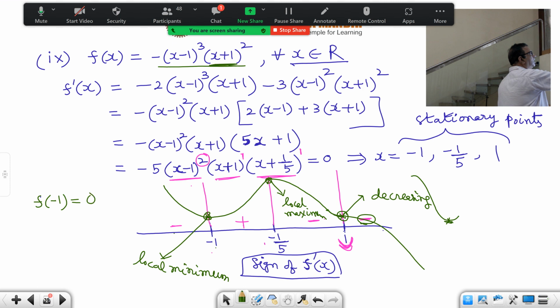And local maximum value, f of what? F of minus 1 by 5. So that you can calculate whatever it is. You can easily calculate and give the answer. Local maximum value and local minimum value you can calculate by putting in the original function. So this question is important. I have put the 3 stars because of this point. Here x minus 1 whole square is a repeated factor. There the sign of the function f dash x will not change.